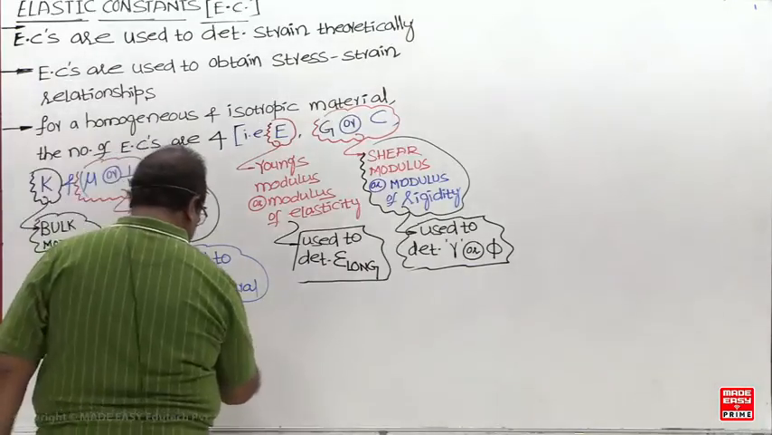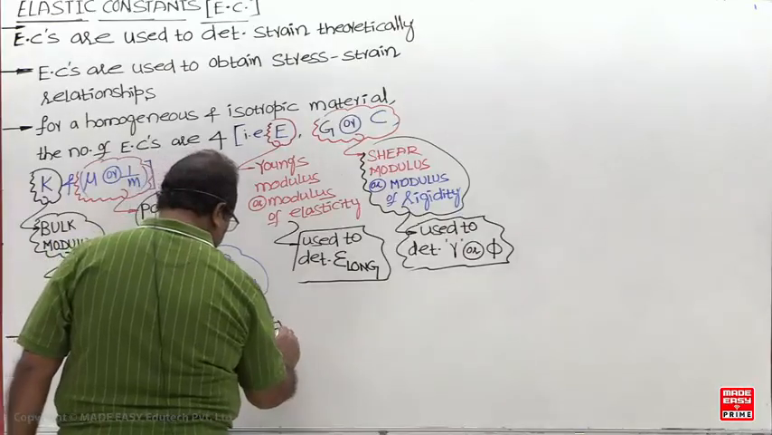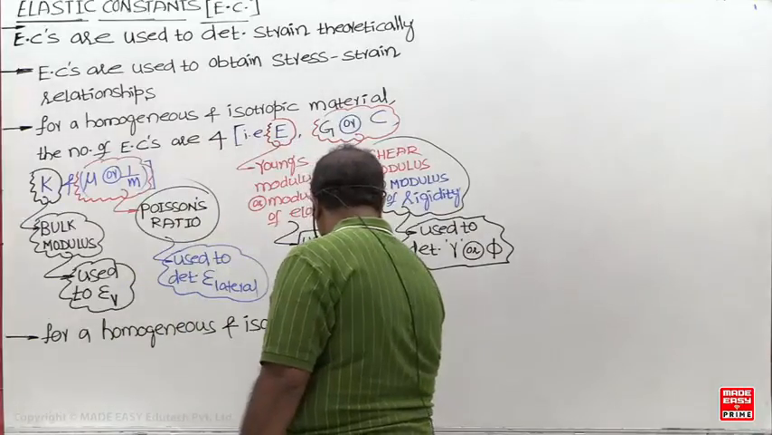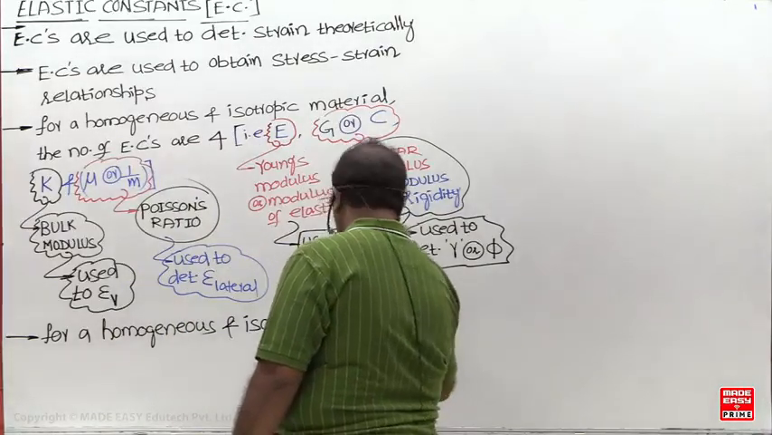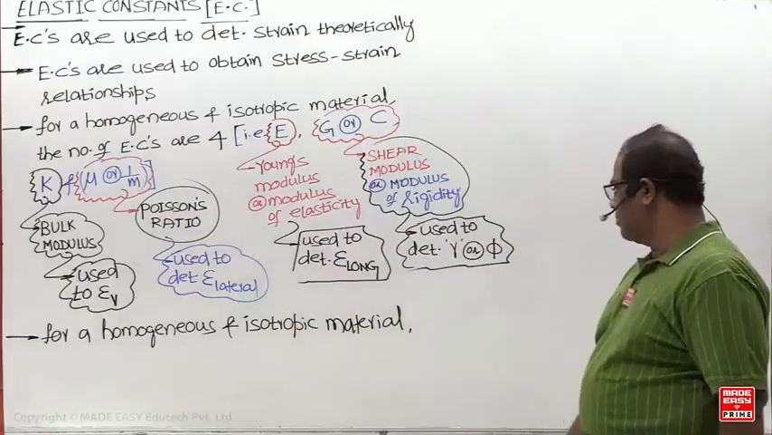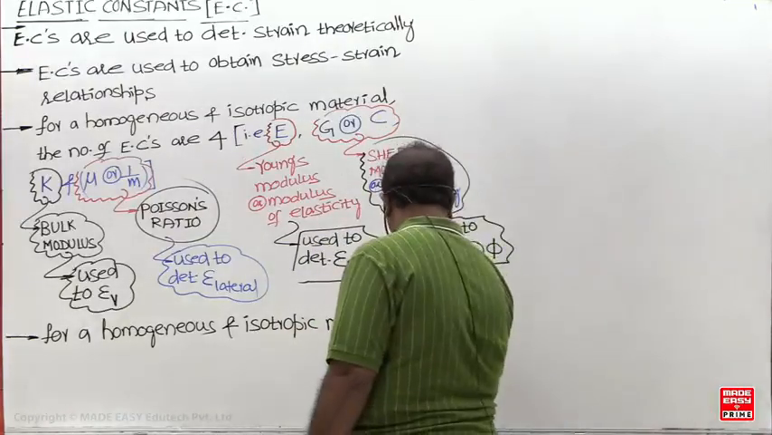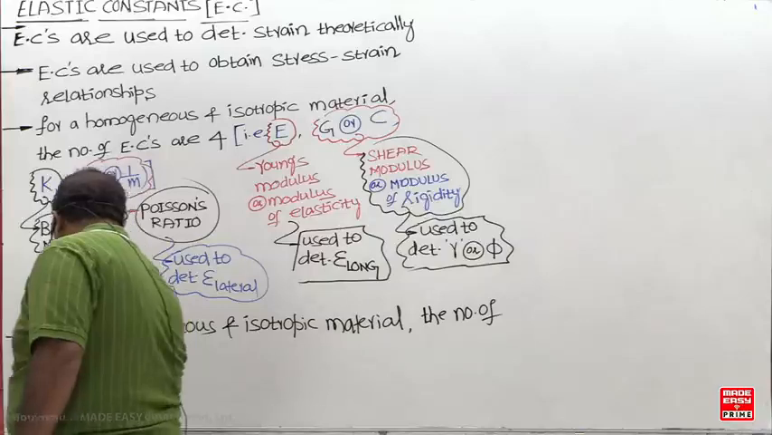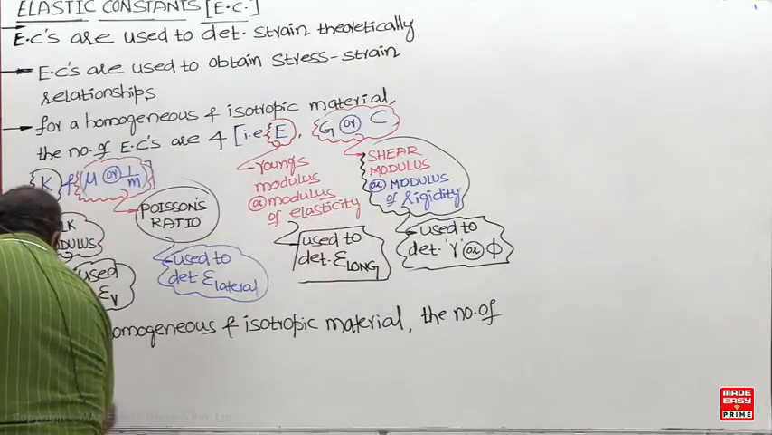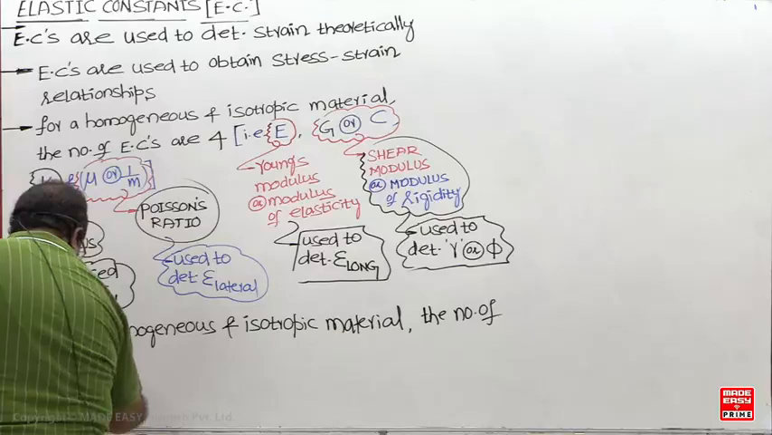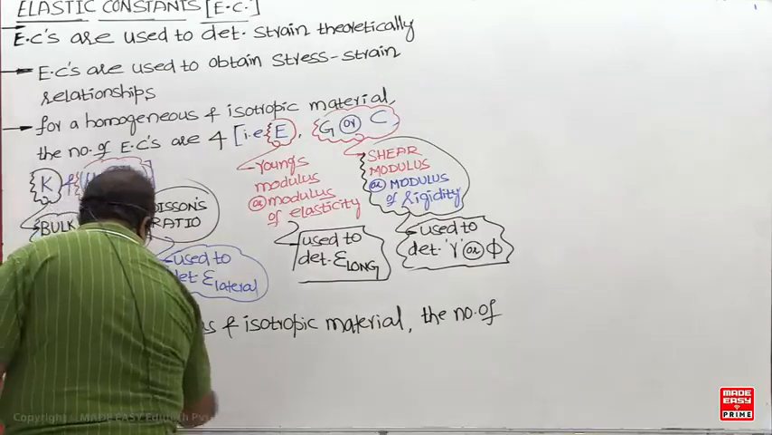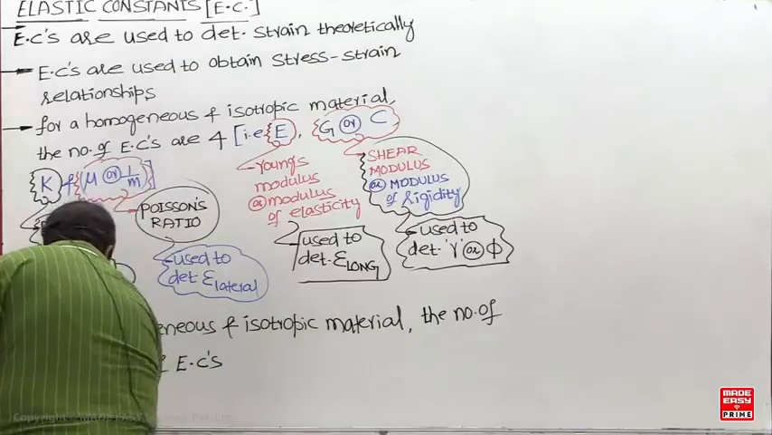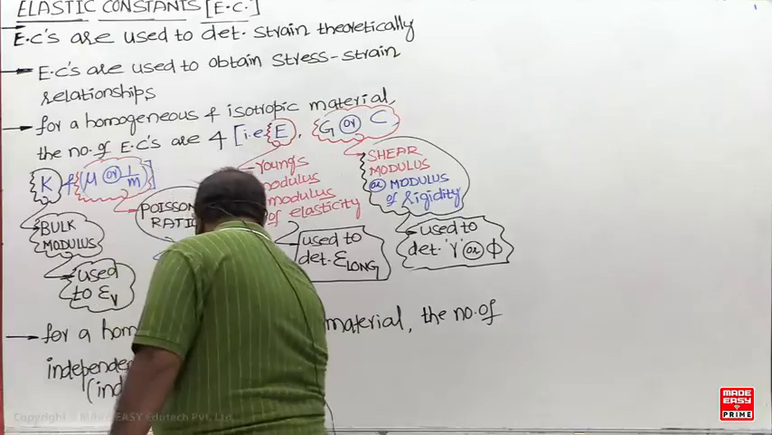For a homogeneous and isotropic material, the number of independent elastic constants are 2.